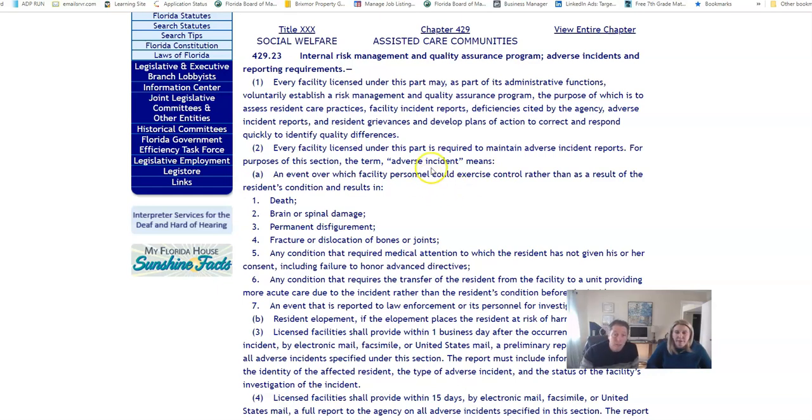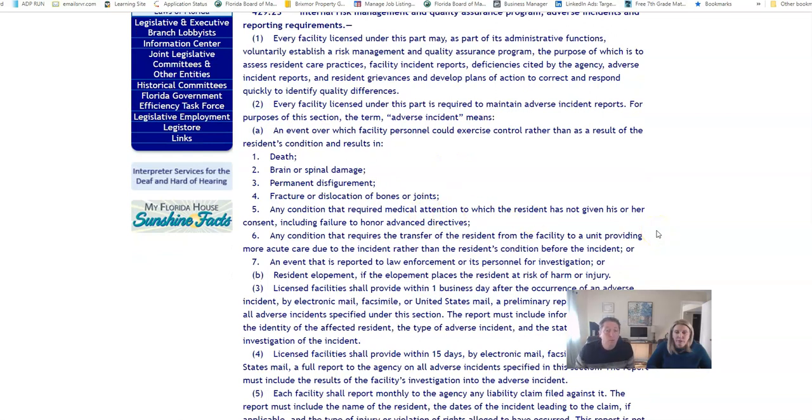Every facility licensed under this part is required to maintain adverse incident reports for the purpose of this section. Adverse incident means an event over which the facility personnel could exercise control rather than as a result of the resident's condition and results in the following. Okay, so it's something that you could have prevented, not just part of their condition. Results in death, brain or spinal damage, permanent disfigurement, fracture or dislocation of bones or joints.